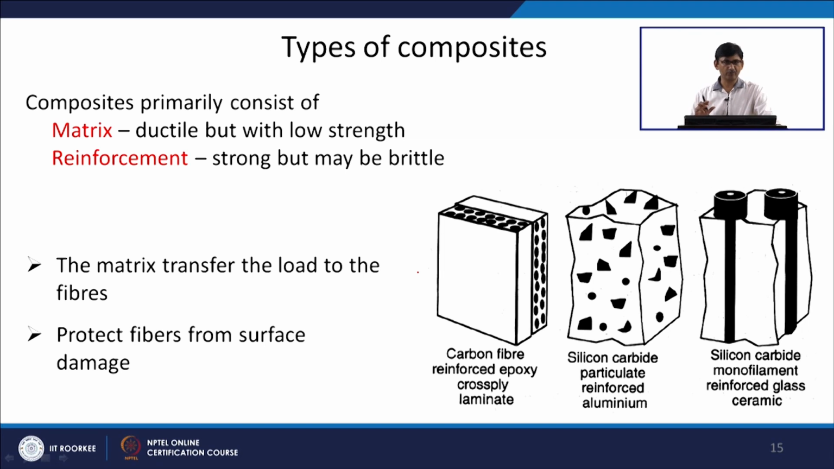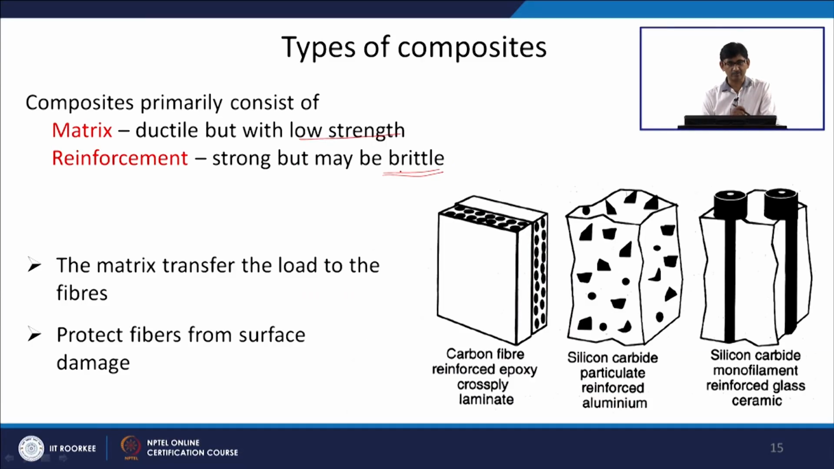Primarily, a composite consists of a matrix, as you can see in wood, or the plywood, or the concrete we were discussing. So it will contain a matrix and then a reinforcement. The matrix, if you take metals or polymers, is usually ductile but has low strength. So the problem with the matrix is that though it is ductile, it has low strength. The idea of making a composite is that you can combine the properties of two different materials to get enhanced properties in the composite.